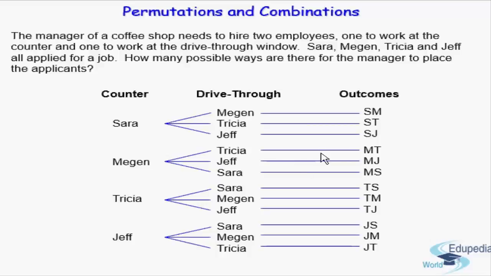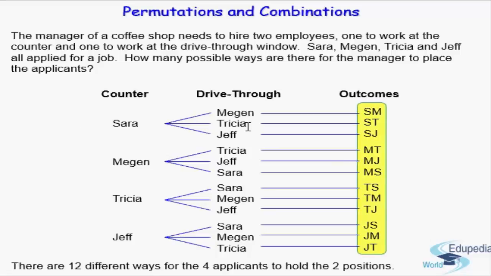So we make different outcomes. We see what the outcomes would be. So S and M would mean Sarah and Megan. That means we choose Sarah for the counter and Megan for the drive-through. So we have SM over here. Then what if we choose Sarah for the counter and Trisha for the drive-through? We have ST. Just like that, if we have Jeff at the counter and Megan at the drive-through, we have JM. On the other hand, if we reverse this and have Megan at the counter and Jeff at the drive-through, we're gonna have MJ. So these are the particular outcomes. We're just using this so that we could understand the different outcomes that we might get.